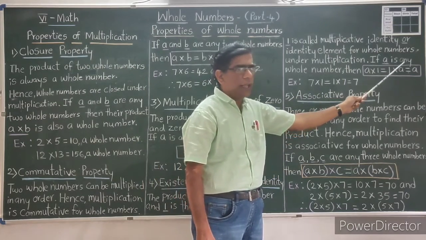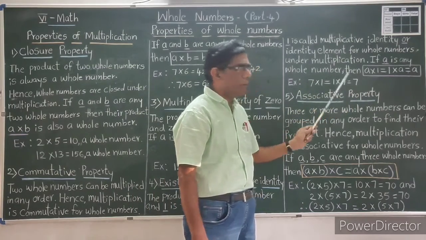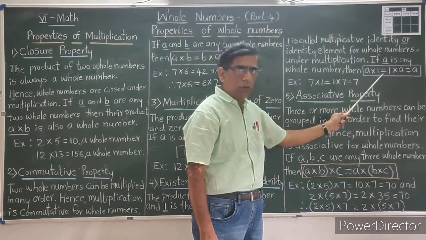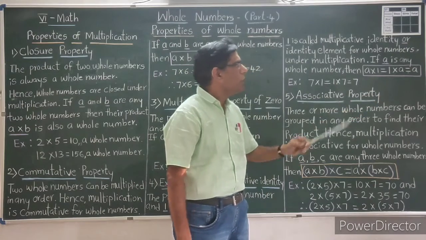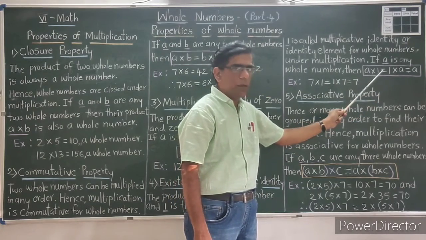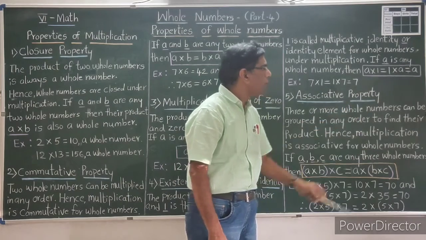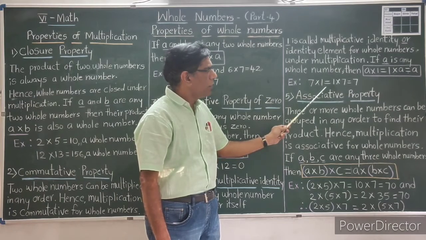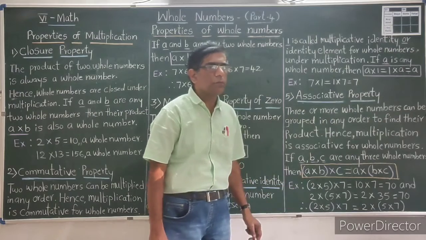If A is any whole number, then A into 1 is equal to 1 into A is equal to A. Example, 7 into 1 is equal to 1 into 7 is equal to 7.